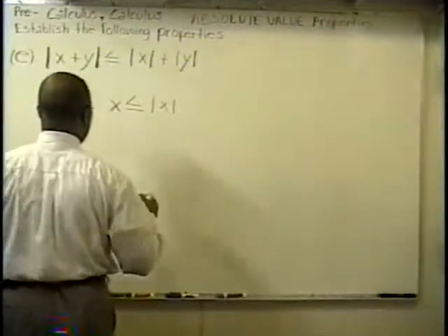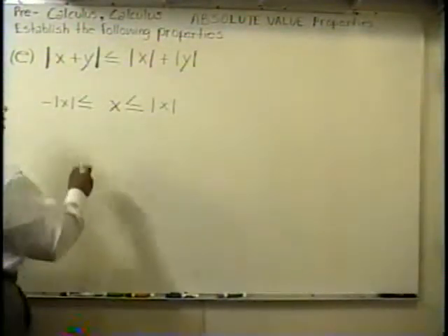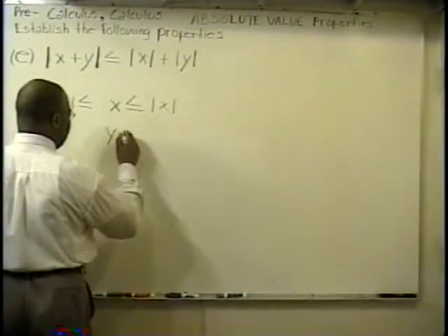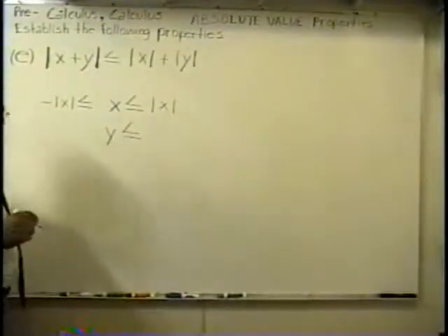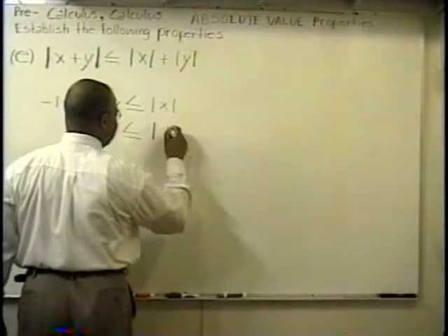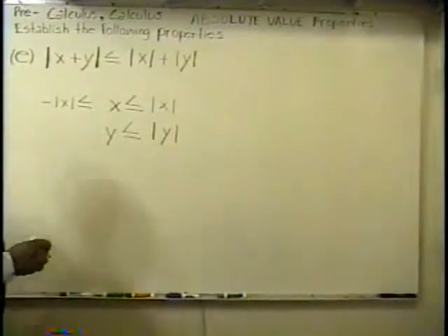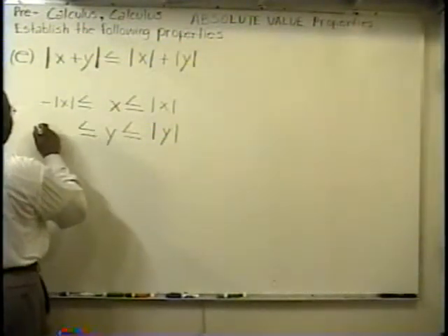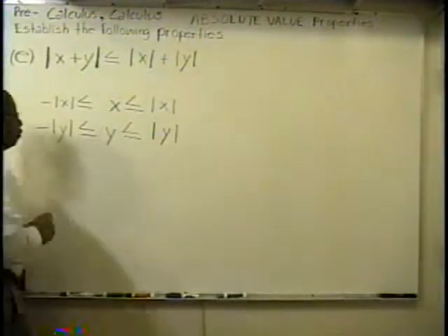So I'm going to use a second variable to represent the same statement of part D. So I can also write, these are called dummy variables. I can replace one with the other because they just represent some number. I can show that Y is less than or equal to the absolute value of Y based on our work in part D, and it's also greater than or equal to minus the absolute value of Y.